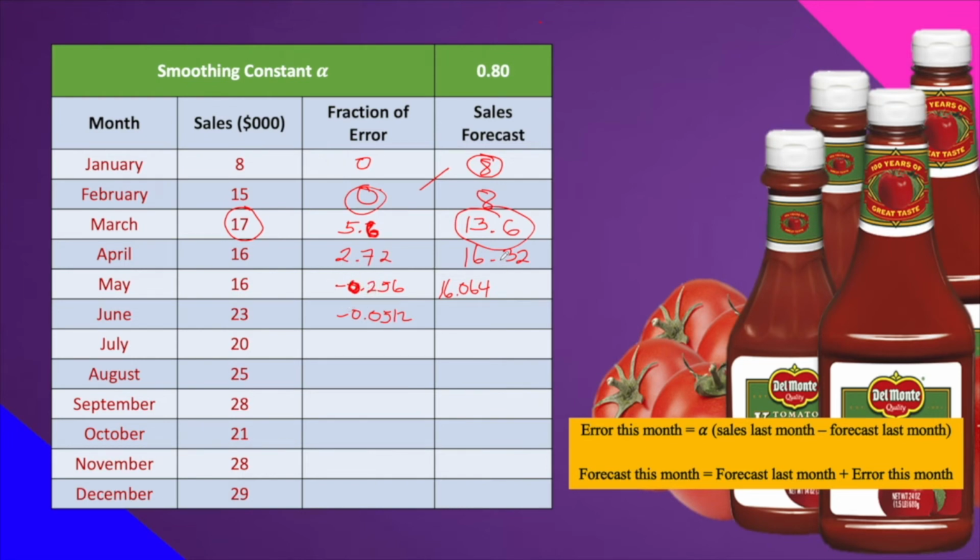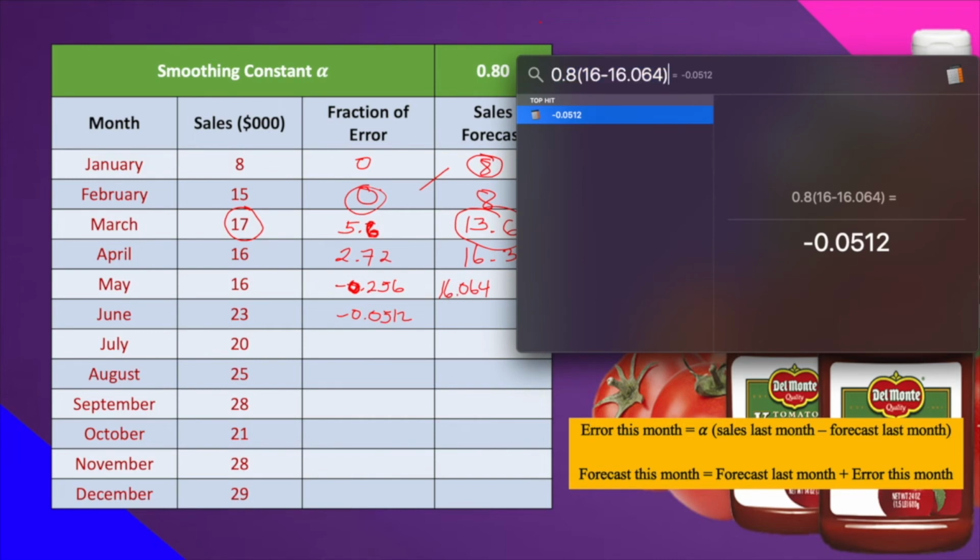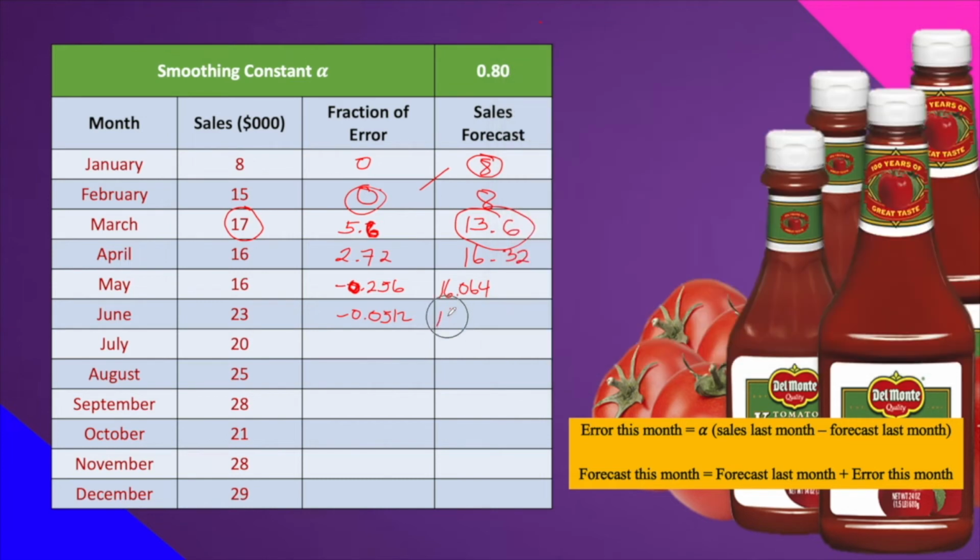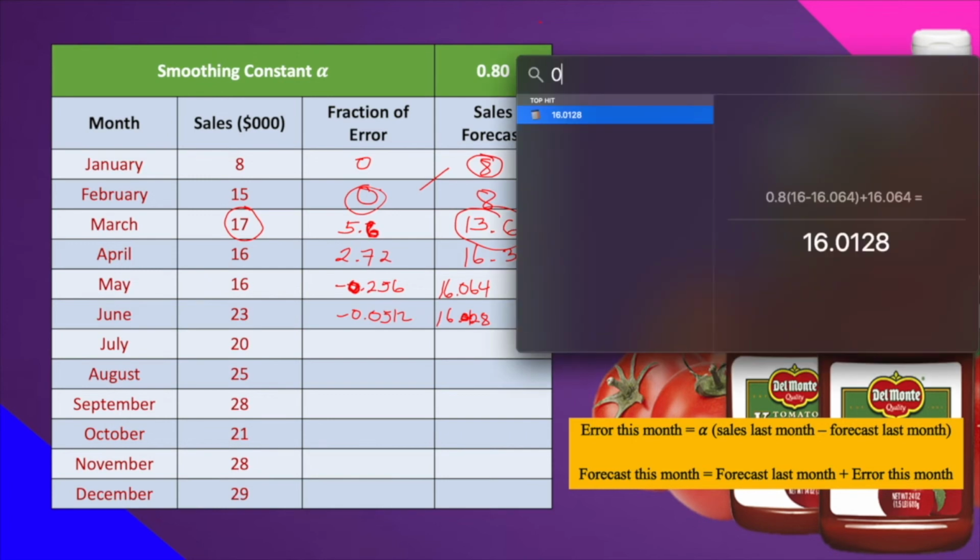Okay, now, for the sales forecast, i-add lang po natin yan. I-add natin yan sa ating negative 0.0512 plus yung sales forecast before yung last week, 16.064. So we have here 16.0128. Okay, now for July, error, alpha, 0.8.